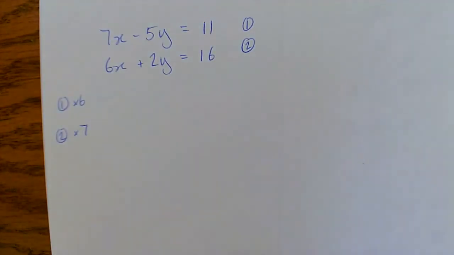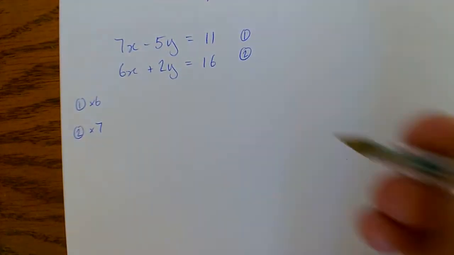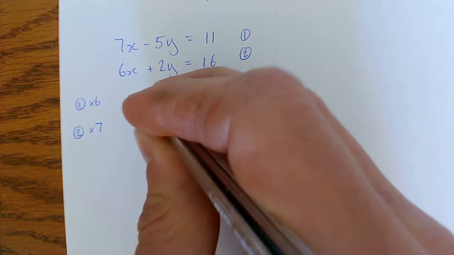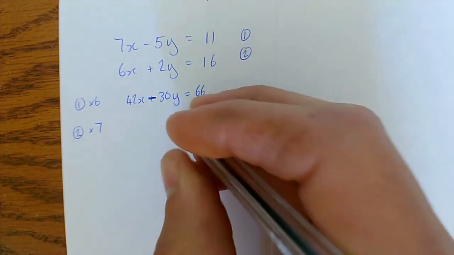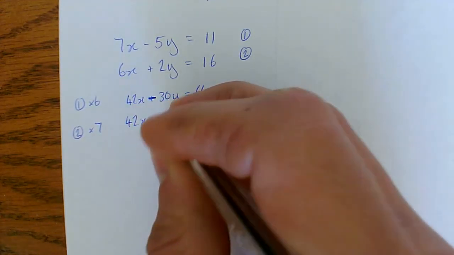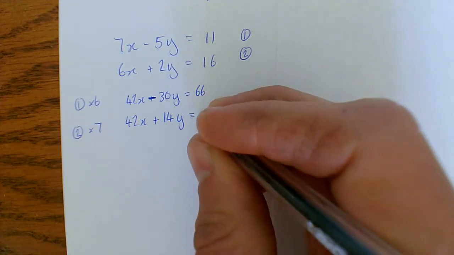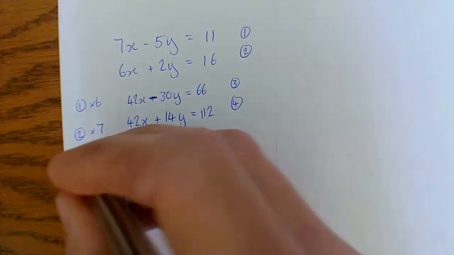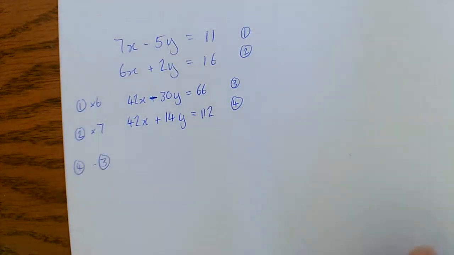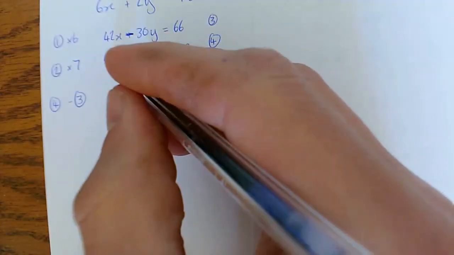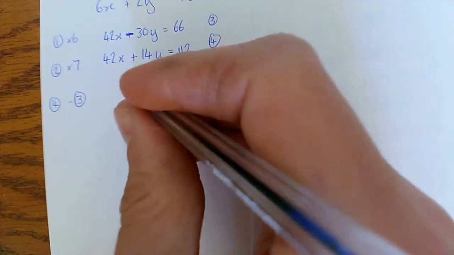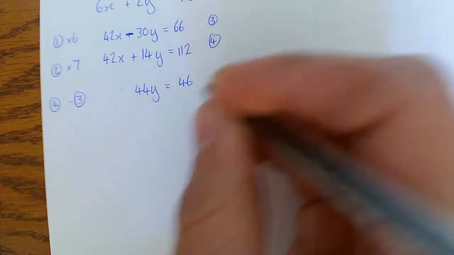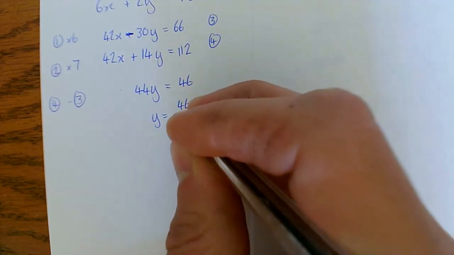So here we've got, a slightly fuzzy camera, two equations. Times the top one by 6. So we get 42x plus 30y equals 66. And we get 42x plus 14y equals, 7 16s are 112. Equation 3, equation 4. Keep things positive, so I'm going to do this one, take away that one. So equation 4, take away equation 3. And doing that, 42 take away 42 is nothing. 14 take away minus 30 gives me 44. And 112 take away 66 gives me 46. So y equals 46 over 44.